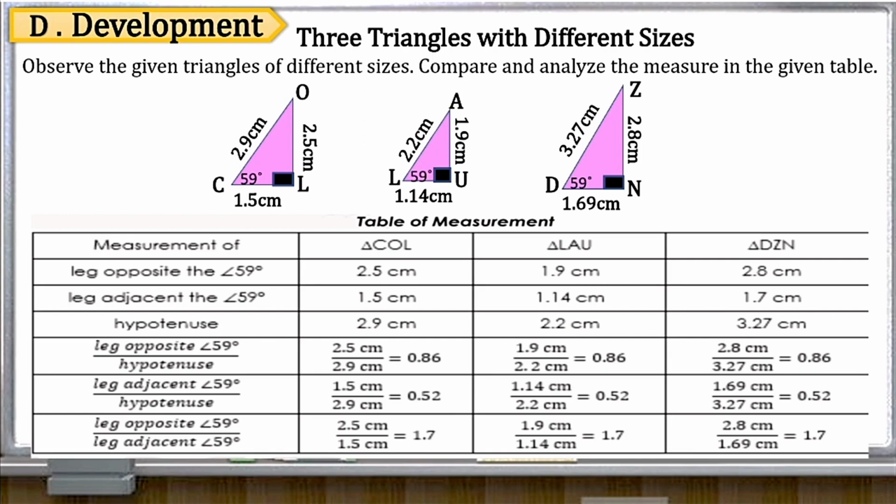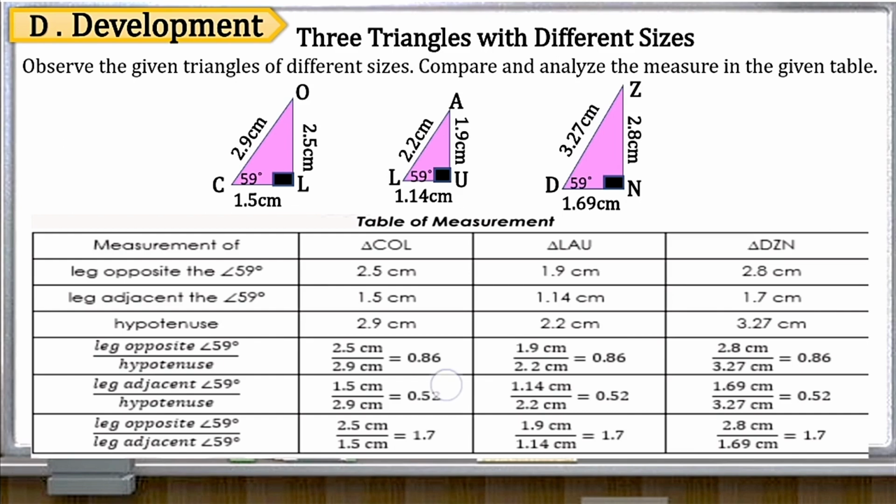Dito naman class, i-observe nyo lang yung 3 triangles with different sizes. Then compare and analyze the measure in the given table. At para hindi kayo malito, isa-isayin ko class kung saan ba galing yung mga measurement na nakalagay sa table.